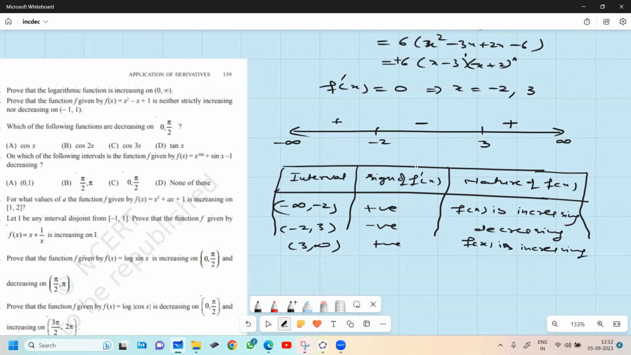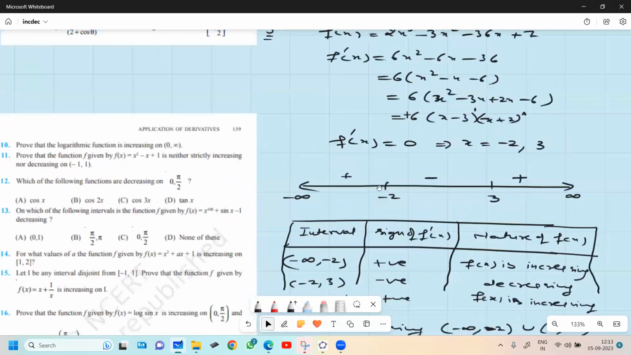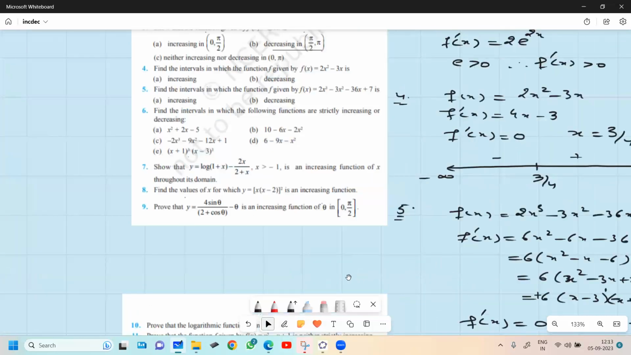Then the final statement: function f of x is increasing in the interval minus infinity to minus 2, union 3 to infinity, and decreasing in the interval minus 2 to 3. Clear? So this is your way of completing the question. You have to write full statements over it.